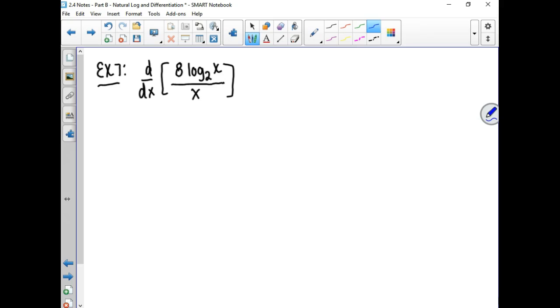So, I would do a little bit of work on this one before I begin because we cannot take the derivative of log base 2 of x. So what we'll have here, as I work on this, I'm going to keep that derivative notation because I have not taken the derivative yet. So I'll have 8 times, this is natural log of x over natural log of 2, over x.